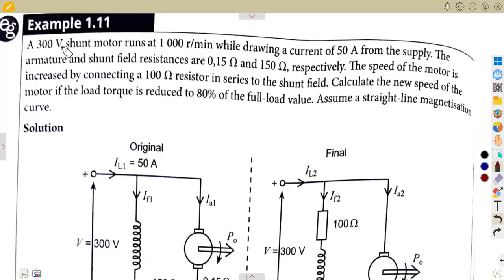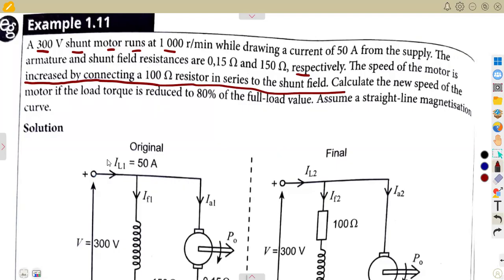You are given here a 300-volt shunt motor runs at 1000 revs per minute while drawing current of 50 amps from the supply. So this motor is drawing a current of 50 amps from the supply. The armature and shunt field resistances, we are given the resistances respectively. Then the speed motor is increased. This part here is the one that is controlling our question.